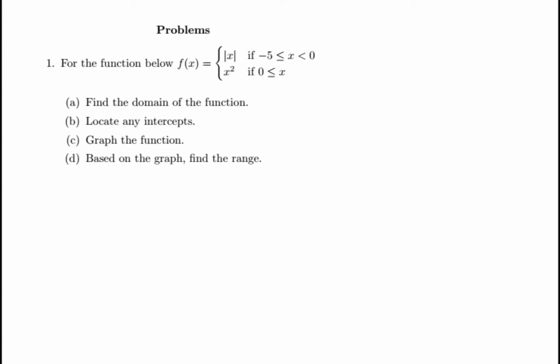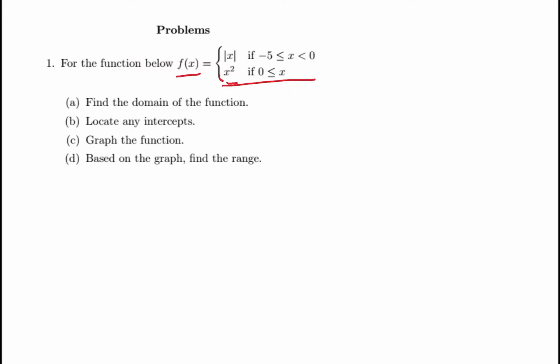Okay, so let's go over this problem. This function right here, f of x, is a piecewise function. That means that more than one rule is defined to describe the function, and the rules are divided by domain. From -5 up to 0, we follow the absolute value of x. For x greater than or equal to 0, we follow the rule of x squared.